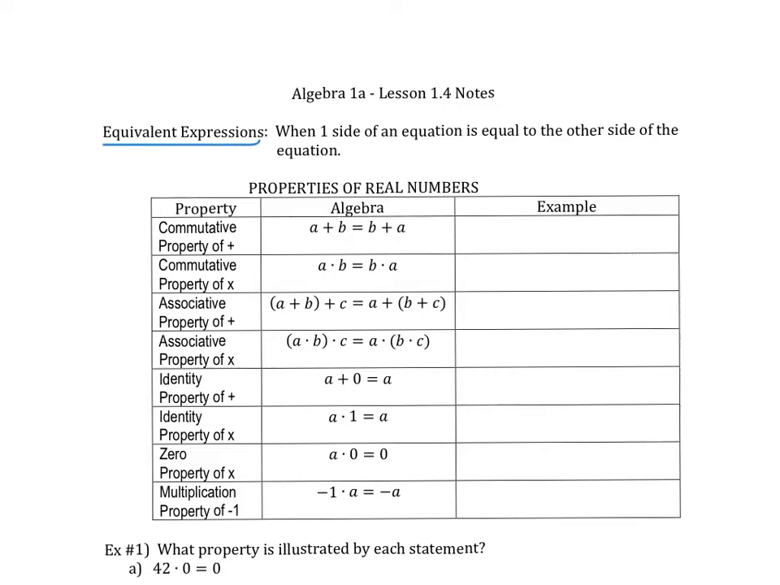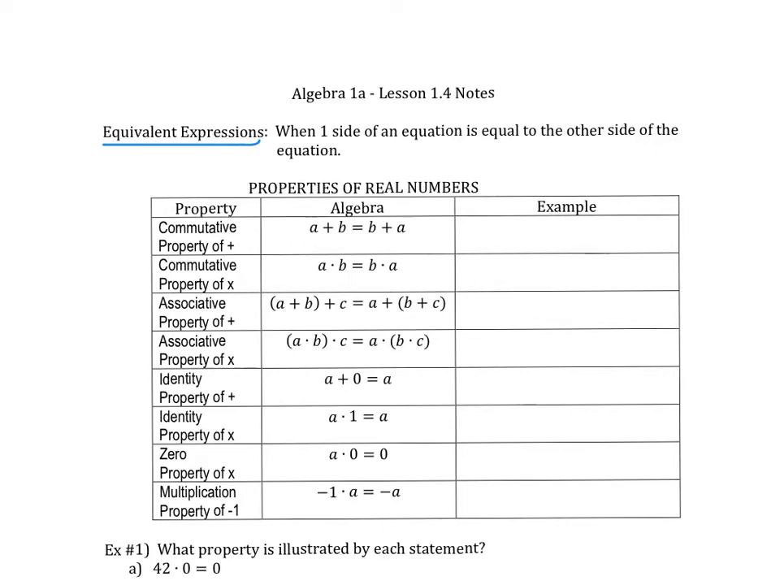Equivalent expressions are just when both sides of an equal sign are equal to each other, when they are the same thing, okay? So when one side of an equation is equal to the other side of an equation, you have what are called equivalent expressions. That's what we're looking for in math. Life is good when things equal. When they're not equal, something's off, okay? So that's what we're shooting for in general in math.